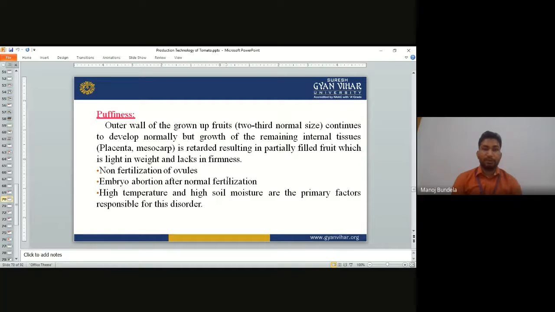Puffiness is mainly due to non-fertilization of the ovule, means fertilization of the ovule does not occur. Or embryo abortion after normal fertilization, means normal fertilization occurs but embryo abortion occurs. Due to that, the inside part of the fruits will not develop. High temperature and high soil moisture are the primary factors responsible for this failure. If temperature is more, the fruits will not develop properly, and high soil moisture will also cause this disorder, puffiness.